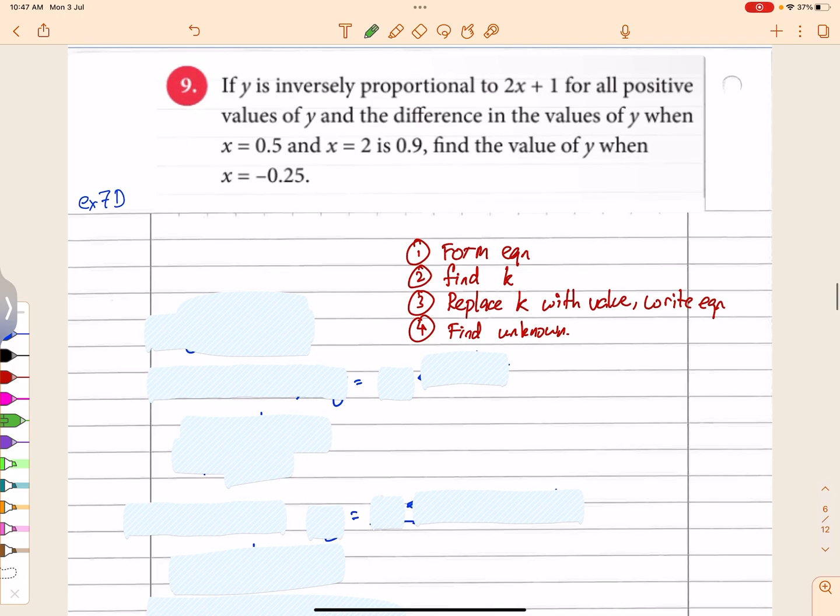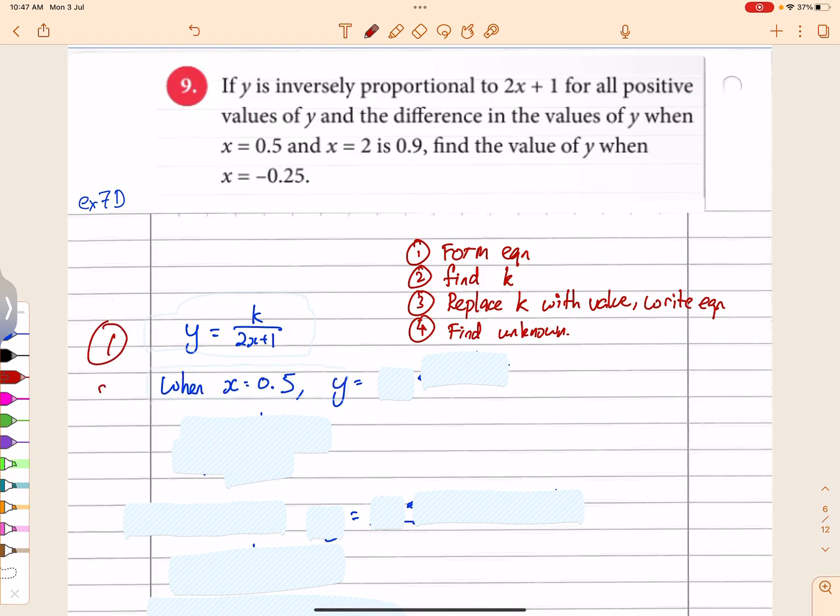Now, question 9, still the same 4 steps. So step 1, I want to write the equation. Step 2, I want to try and find k. But I notice I am stuck, because they did not really give me the value of y. But I know y is a number.